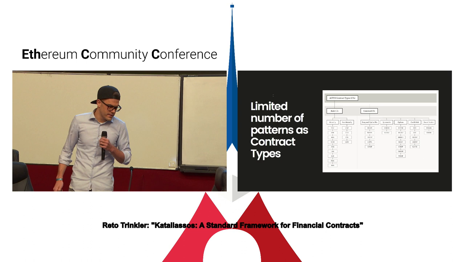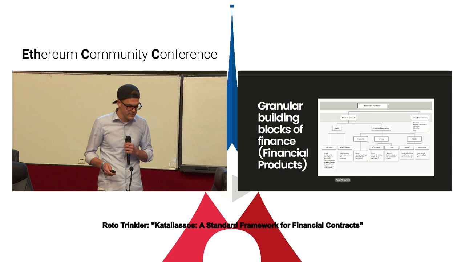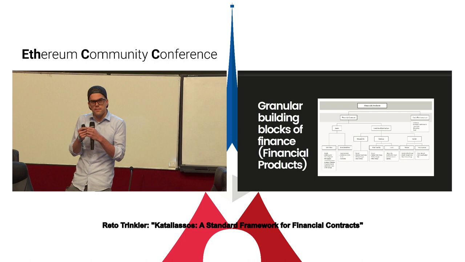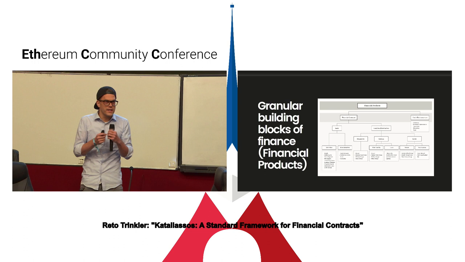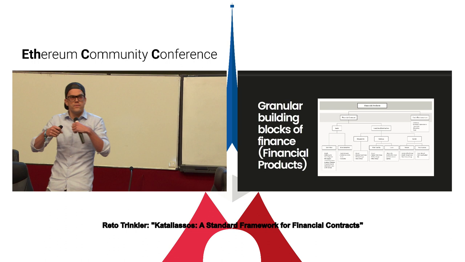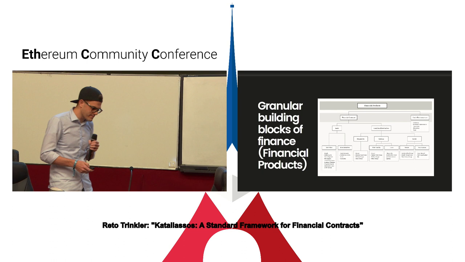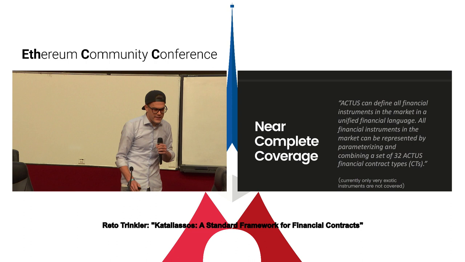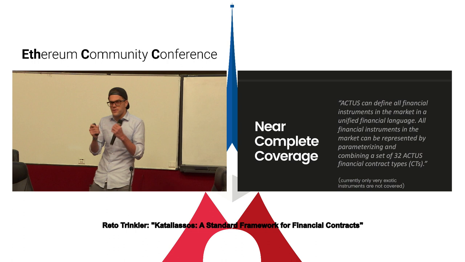So that's the taxonomy of Actus. It's a total of 34 contracts, and those contracts can be seen as the basic building blocks. You can combine them because all they do is define cash flows. You can combine them more or less arbitrarily to create virtually any financial product: bonds, loans, futures, whatever you want. So Actus has near complete coverage. There are very exotic financial instruments which are not covered, but for all intents and purposes, its coverage is complete.